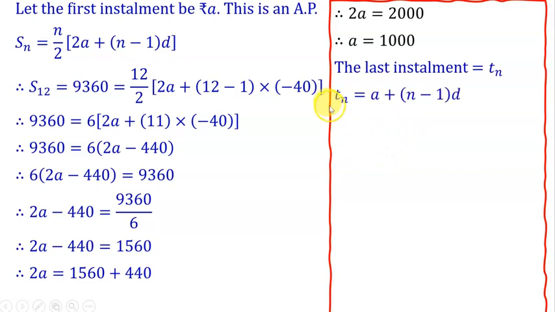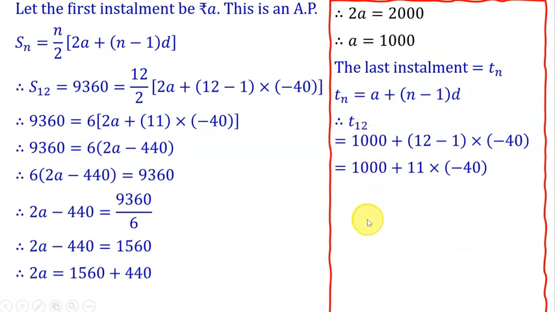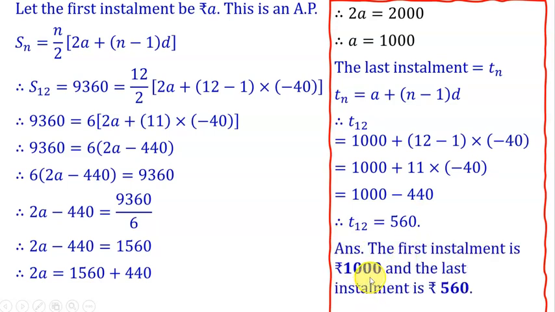Okay, now next, Tn is equal to a plus (n minus 1) into d. Therefore T12 is equal to the value of a, which is 1,000, plus (n is 12 minus 1) into d, which is minus 40. After simplification you will get 1,000 plus 11 into minus 40, that is 1,000 minus 440, and hence T12 is equal to 560. Therefore the answer is: the first installment is rupees 1,000 and the last installment is rupees 560.